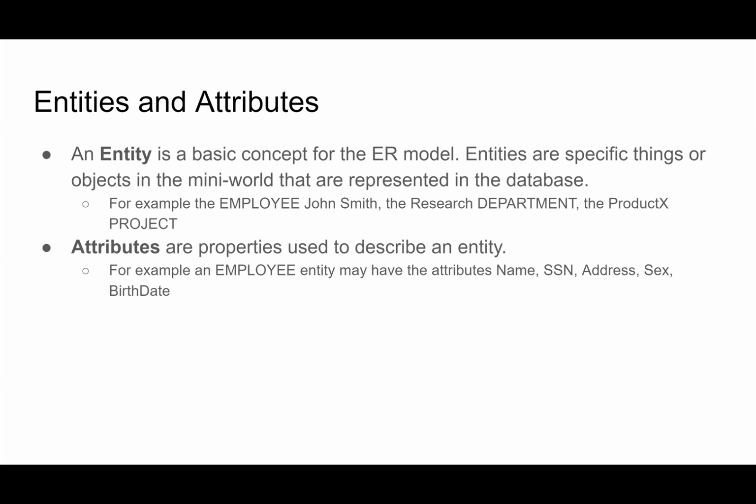Let's talk about entities and attributes. An entity is a basic concept for the ER model. Entities are specific things or objects in the mini world that are represented in the database. For example, the employee John Smith, the research department, the product X, and project. Attributes are the properties used to describe an entity. For example, an employee entity may have the attributes name, social security number, address, sex, and birth date.